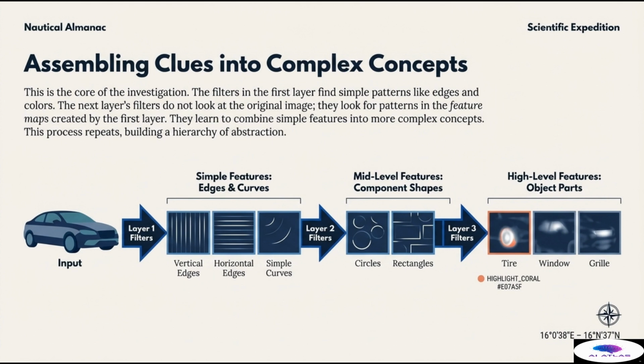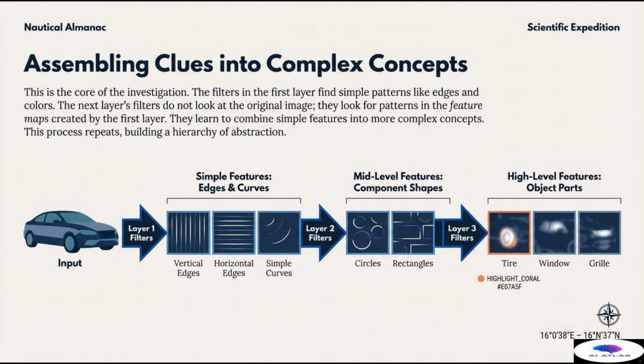For example, a Layer 2 filter might see two parallel vertical edges combined with a horizontal line and deduce that this arrangement forms a component shape, like a rectangle or a circle. This process of abstraction repeats. Layer 3 filters then look at the component shape feature maps from Layer 2. They might see a circle combined with a wedge shape and identify a high-level feature, such as a tire, or see a rectangle and identify a window.